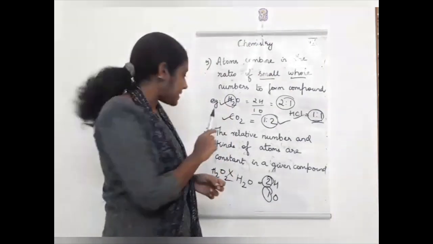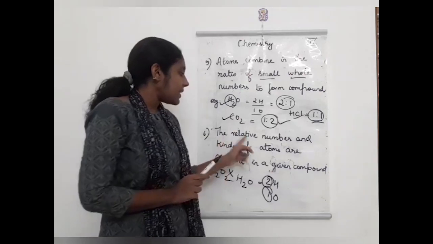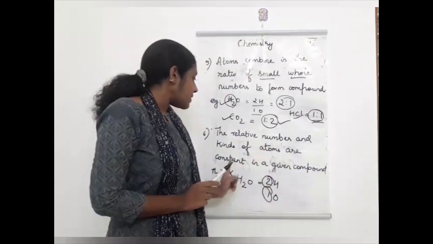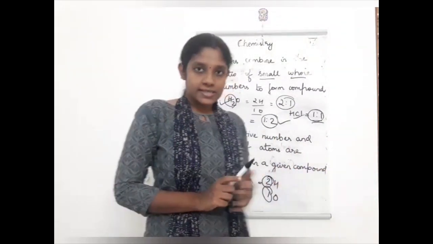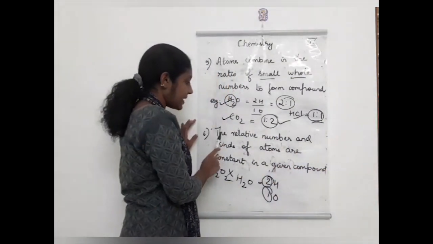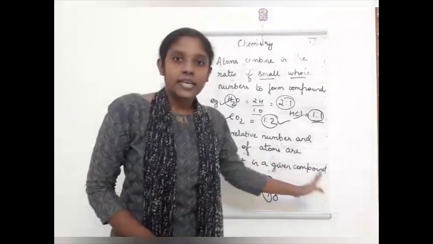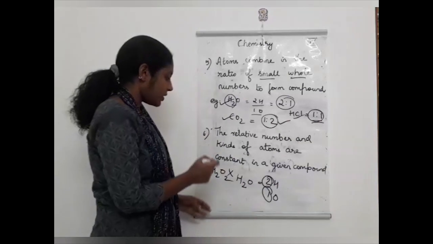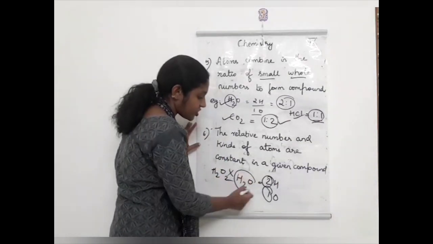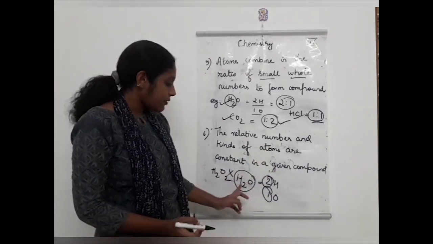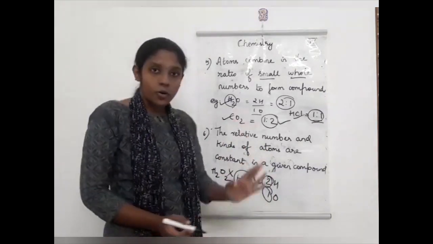Now we will move to the sixth postulate, that is, the relative number and kinds of atoms are constant in a given compound. I'll read it once again. The relative number and kinds of atoms are constant in a given compound. For example, when you take water, H2O, the relative number and kind of atoms, that is, the number of atoms, is two hydrogen atoms and one oxygen atom.